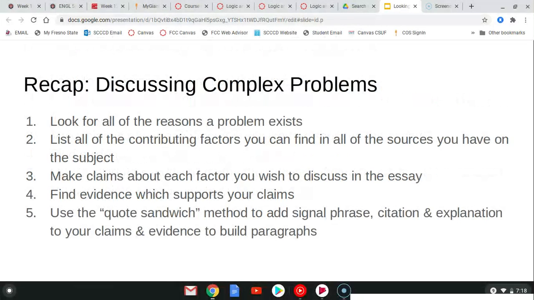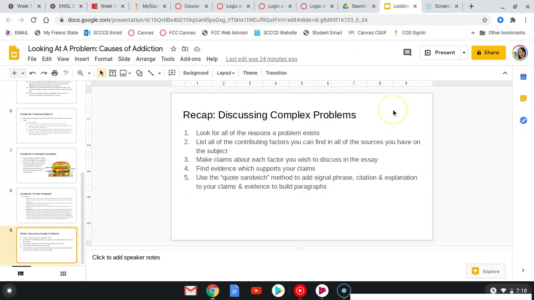Okay, so that is a quick overview of how to talk about those problems. As always, if you have any questions about anything or you need additional support or additional help, talk to your groups, talk to a tutor, or talk to me. All of us can help you with those things. And we want to get in the habit of practicing this quote sandwich method and talking about problems in complex ways so that when the time comes to write the research paper, you've already been doing this and practicing it.